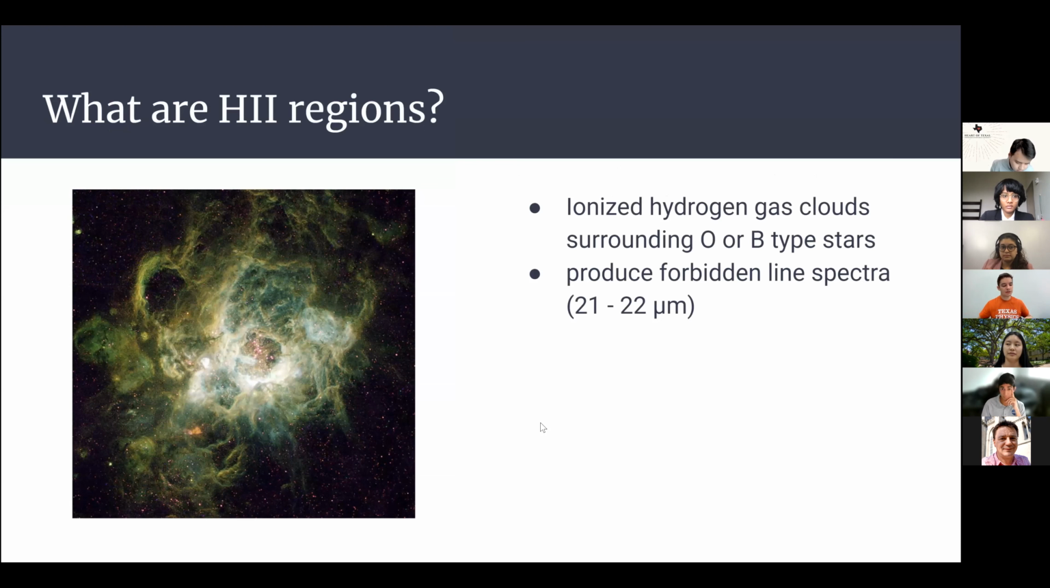So what are H2 regions? H2 regions are pockets of ionized hydrogen gas that surround an O or B type star. There are 4 different classes of H2 regions, with the most compact being called hypercompact regions, and the least compact being called classical regions. They differ wildly in terms of density, with hypercompact being on the order of 10 to the 6th atomic mass units per cubic centimeter, and classical being around 10 atomic mass units per cubic centimeter, which is a factor of 1,000,000 difference in density.